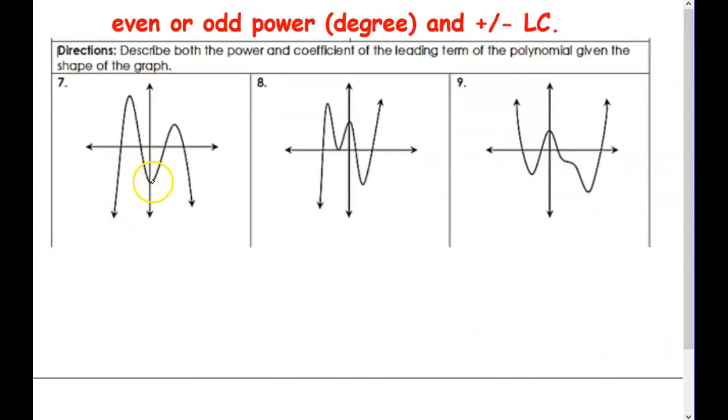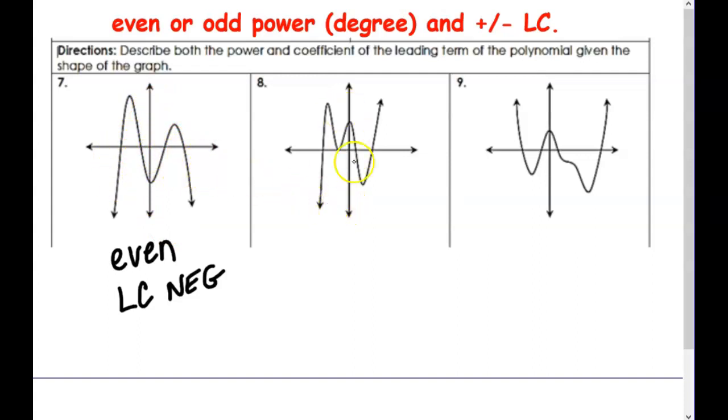All right, so even or odd power and positive or negative leading coefficient. That's all we care about on these graphs. Okay? Both ends are down, so it is even or odd power? Even power. And both ends are down, so the leading coefficient must be negative. Everybody okay? Okay. Oh, it's not an even function though, right? It's not perfectly symmetric about the y-axis.